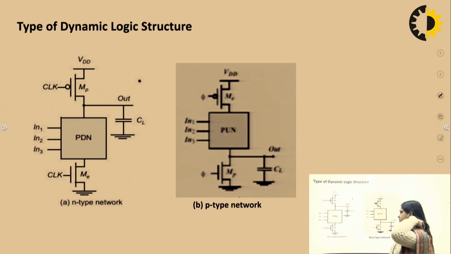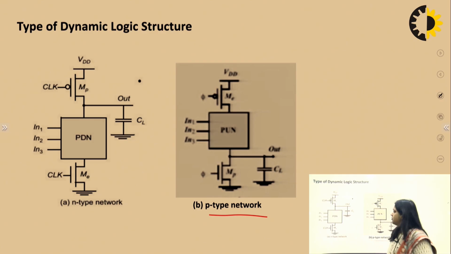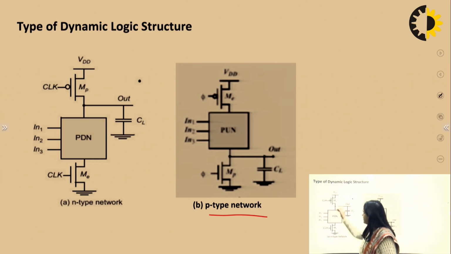Now you can see that there are two types of dynamic logic structures. One is the N-type network, the second one is the P-type network. In the N-type network, the PDN is made up of NMOSes, whereas in the P-type network, the main Boolean expression is implemented using the PUN, which consists of PMOS transistors. Here you can see that there are two transistors, one known as the precharge transistor, the second the evaluation transistor, and the input is implemented through the PDN.